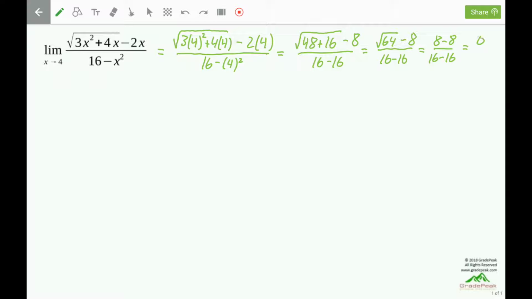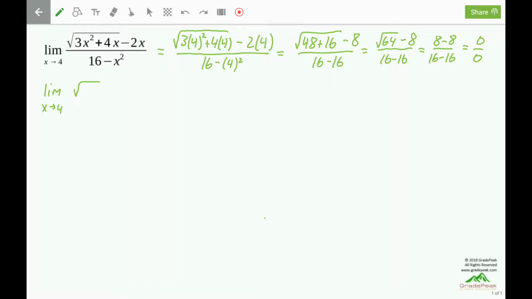The numerator is 8 minus 8, which is a 0. The denominator is 16 minus 16, which is also a 0. So we have the 0 over 0 indeterminate form. We will need to rework this. Since we have a root combination, a root involving the variable x added or subtracted together with at least one other term, we can try the root conjugate method.